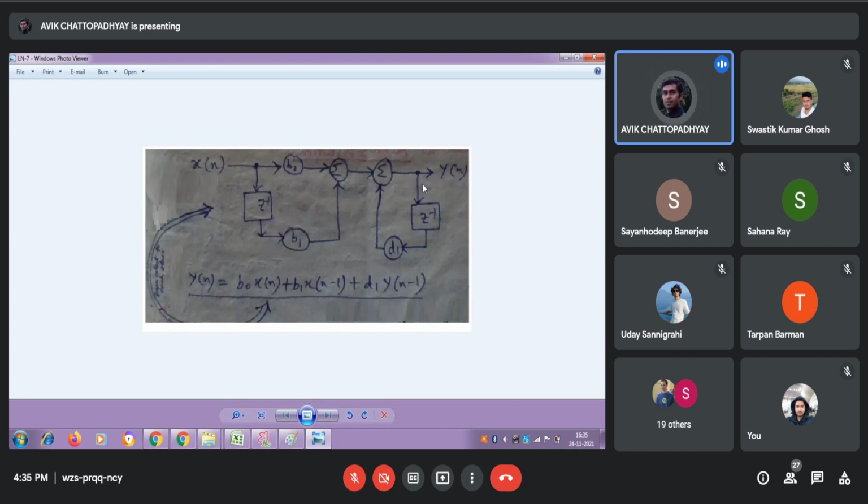From here also, at one point you are getting yn directly from the adder, that is the output for any nth instant. At another point, you are extracting the same yn and passing it through a unit sample delay. That means you are delaying it, multiplying it by the d1 scalar, and feeding it to the input of the second adder. So basically here you have two adders, two unit delay elements, one associated with the input, another associated with the output, and three scalar multipliers.